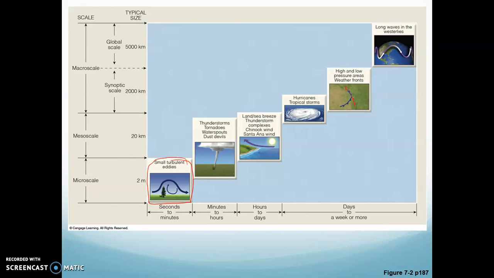But if you get a very large microscale event, say a dust devil or a small tornado, that's bounding into the mesoscale, those last minutes to hours. Sea breezes last hours to days. Hurricanes last days to weeks. And then, of course, at the very end, the top right of this figure, you have long waves in the westerlies. Long waves, you don't need to know about, but an event that occurs right along with these long waves is the jet stream, which is a global scale wind pattern that lasts days to weeks.